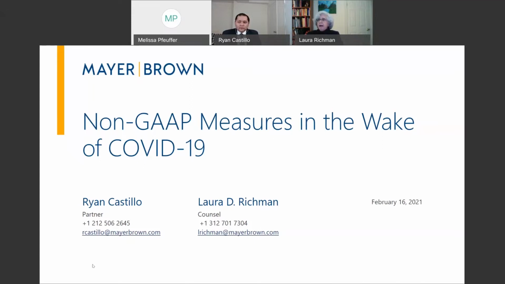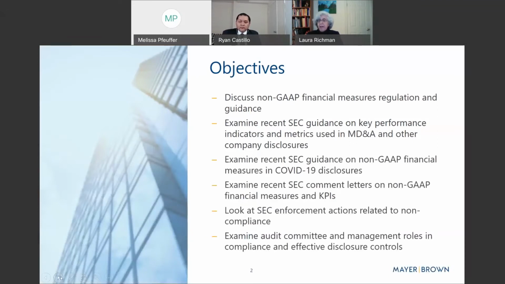We have a full plate to get through in the next hour, starting with non-GAAP basics and SEC guidance, both with respect to non-GAAP financial measures and key performance indicators, as well as COVID-related non-GAAP measures. We're also going to examine SEC comment letters and enforcement actions, and roles of management and the audit committee, as well as effective disclosure controls.